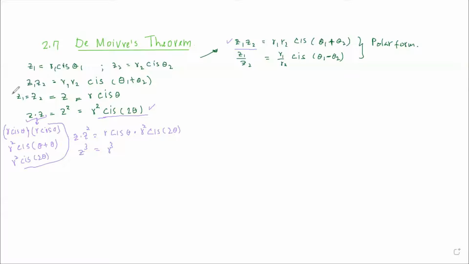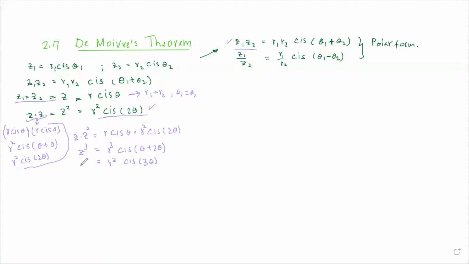Don't forget, because we specified that these are equal, from here we know R1 equals R2 and also theta 1 equals theta 2. Then again we use this multiplication formula for Z1 Z2, the polar form. So this is going to be CIS theta plus 2 theta, right? So for now, this becomes R cubed CIS 3 theta.